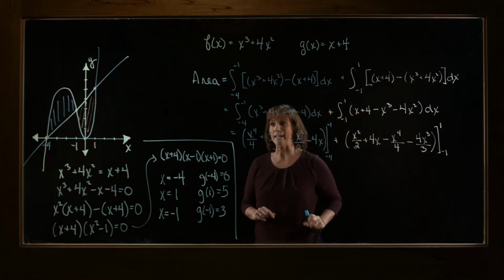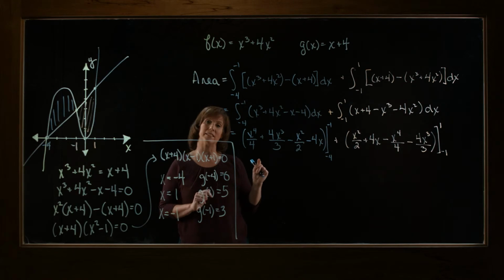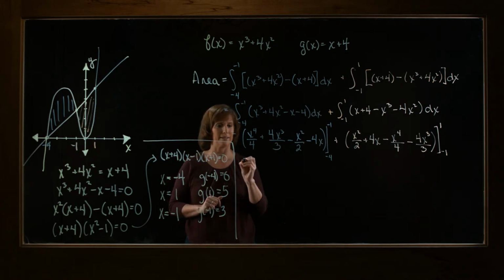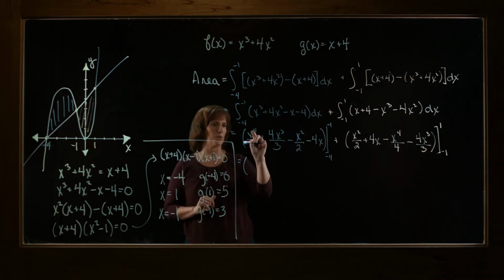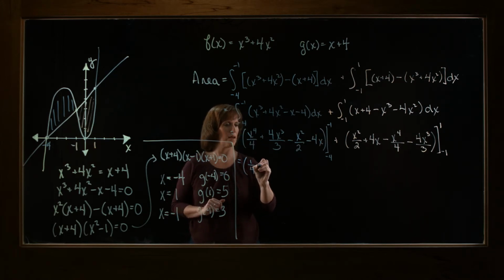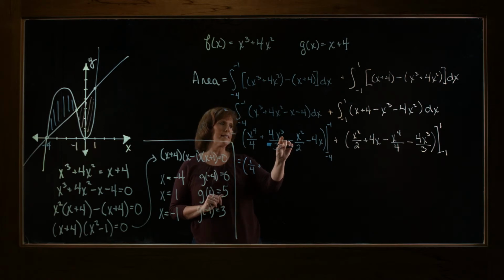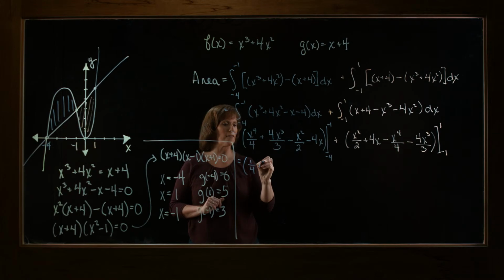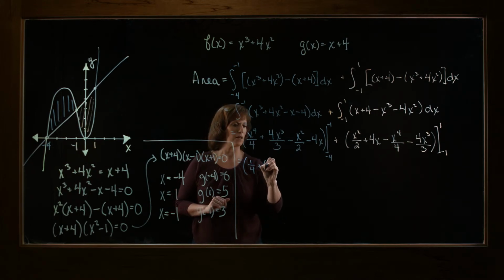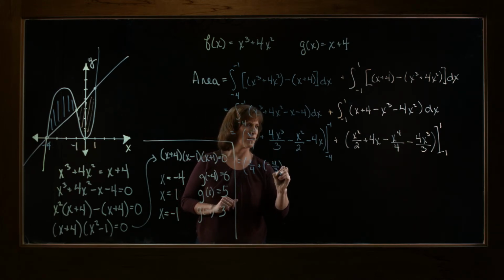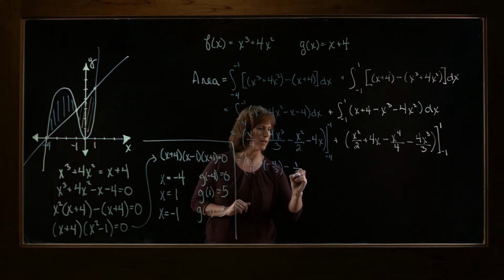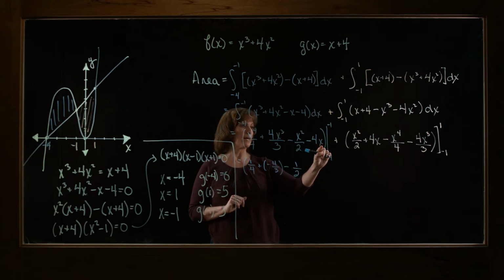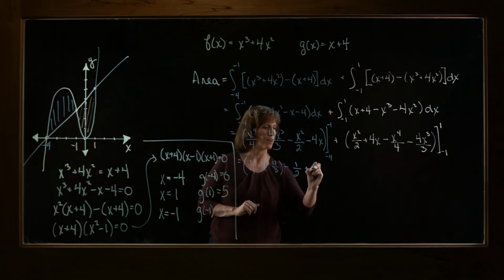All right, now we need to plug in our upper limit and then subtract what happens when we plug in our lower limit. So we're going to plug in a -1. I'm going to end up with a 1/4 plus, when I plug a -1 in here, -1 cubed is -1, so I'll have a -4/3. Then I'm going to subtract a +1/2. And then -4 times -1, that's a +4.